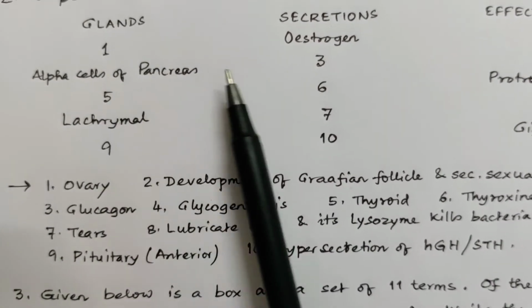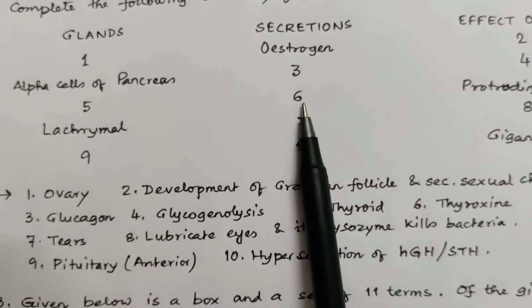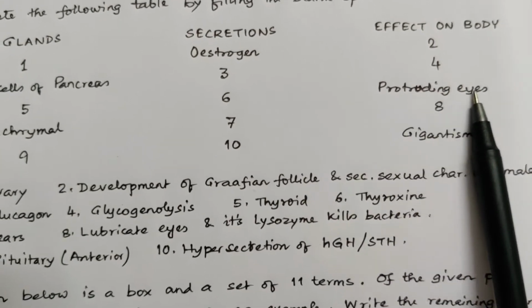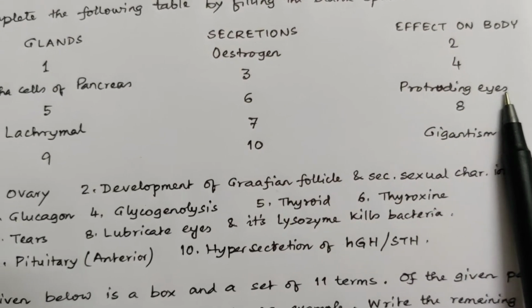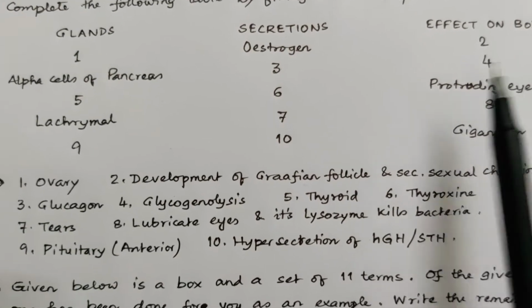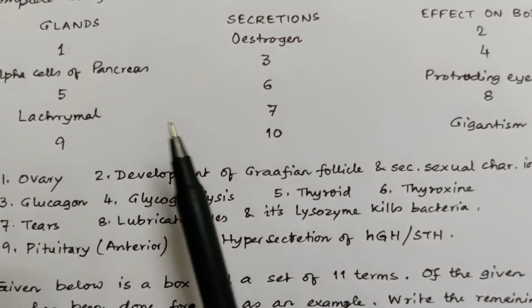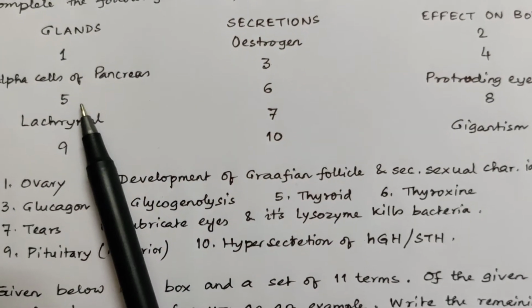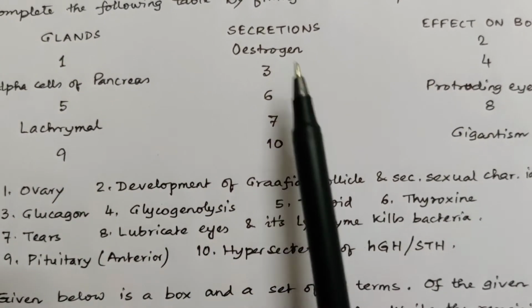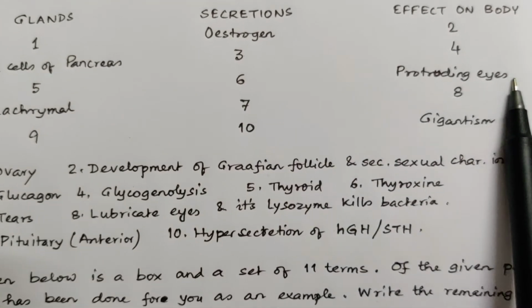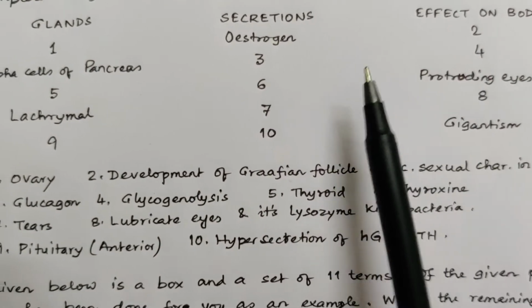Next, questions 5 and 6 are given over here, and the effect on the body is already given as protruding eyes. Now protruding eyes are actually due to the thyroid gland and the oversecretion of thyroid. Protruding eyes is the symptom of exophthalmic goiter.